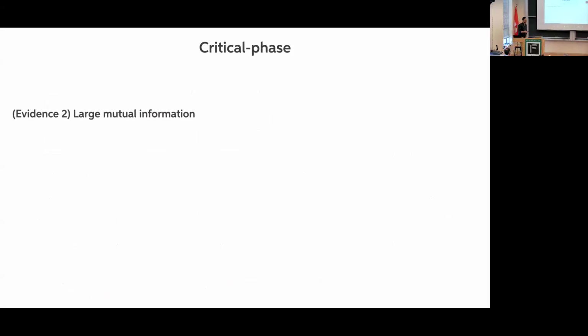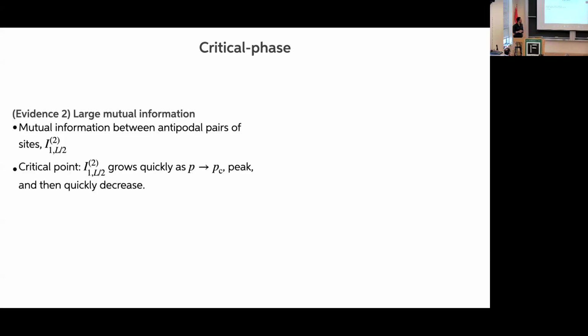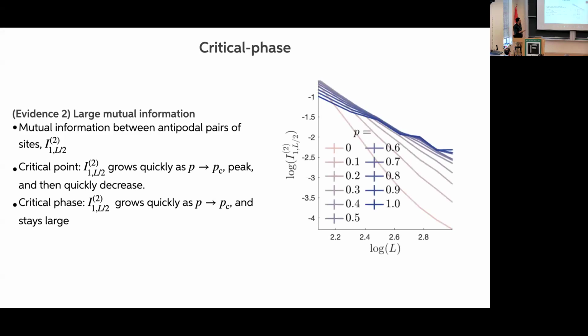The next thing we would look for is large mutual information. So if we take our chain of qubits, we connect them at either end with periodic boundary conditions. We can look at the mutual information between opposite ends of the chain. At a critical point, the mutual information would rise as we approach the point, it would peak, and then it would drop back down. For a critical phase, it should peak and then stay large. And so that's what this plot here is showing.